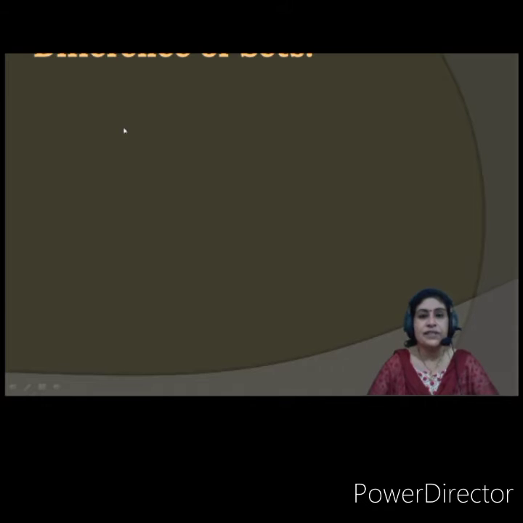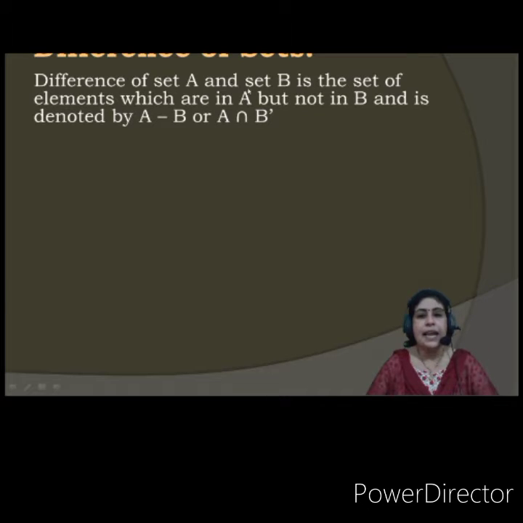Let us proceed further to see difference of sets. Okay, what is difference of sets? Understand, this is very important. See, the difference of set A and set B is the set of elements which are in A but not in B, and is denoted by A minus B or A intersection B complement. Generally difference is denoted by A minus B, or in the other way it is A intersection B complement. It means that if you are showing the difference A minus B, then the element should be from A, but the element should not be in B.